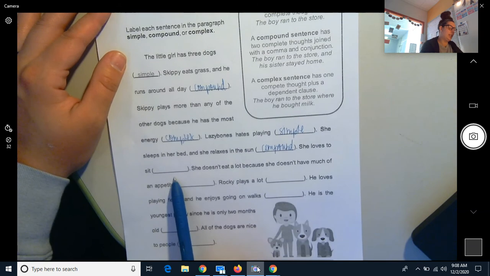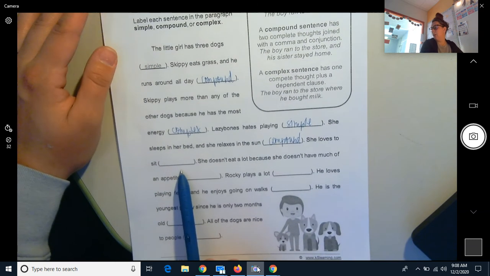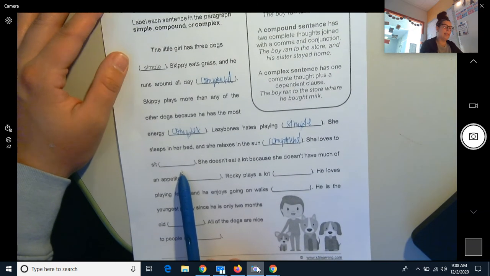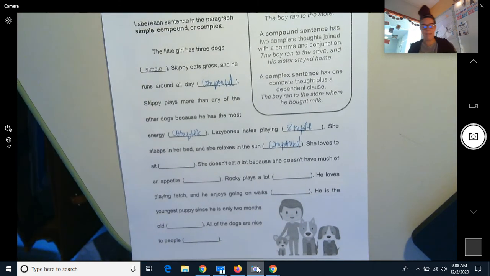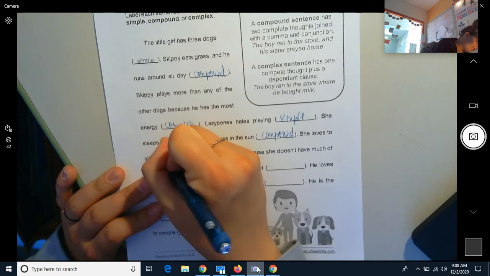She loves to sit. Axel, what kind of sentence is that? Is that simple, compound, or complex? She loves to sit. Simple. Simple, thank you.